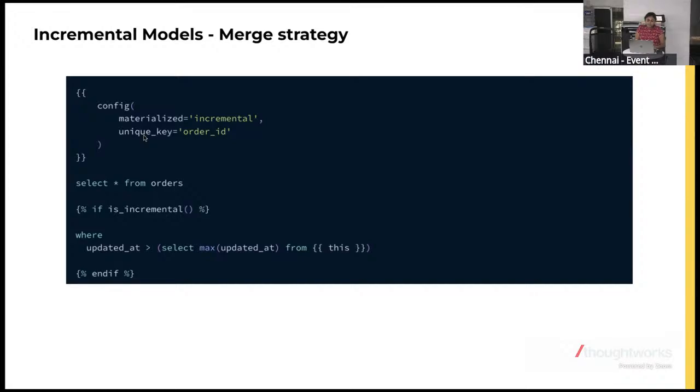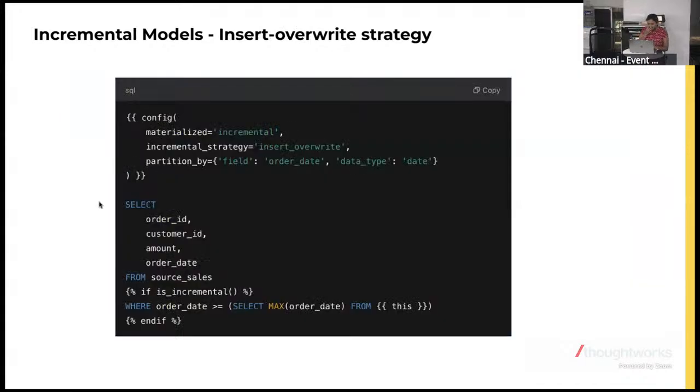There are different strategies provided by incremental models, like the merge strategy and the insert overwrite strategy. By default, it is the merge strategy. In your traditional SQL, what happens? Merge, upsert. If there's a new record, it will insert. If there's the same record with updated values, it will overwrite. The strategy is similar, just that dbt implements it this way. There is another strategy also called insert overwrite.